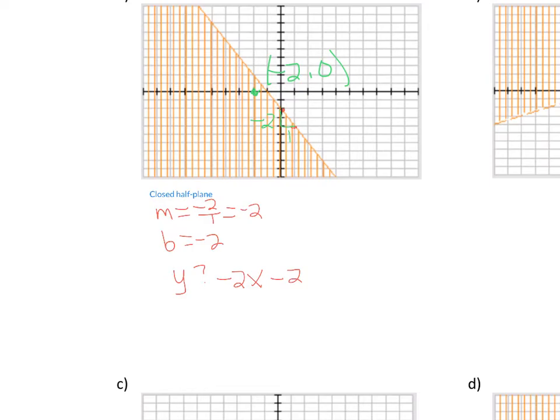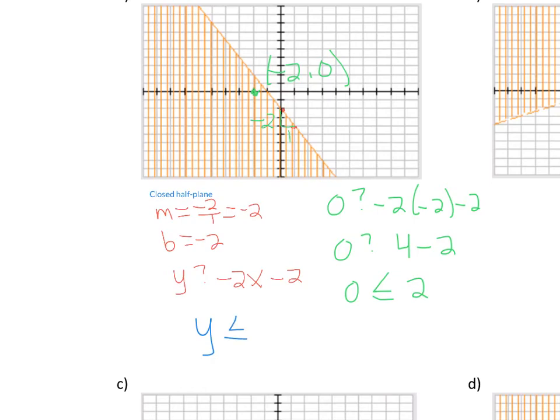So let's use this in our inequality. 0 is the y-coordinate. I'm trying to figure out if it's greater than, less than, etc. Negative 2 times our x value of negative 2, and then minus 2. On the right-hand side, negative 2 times negative 2 is positive 4. Bring down the minus 2. And 4 minus 2 is 2. Well, 0 is definitely less than 2. But I also know it's a less than or equal to because it's a closed half plane. So my final inequality is y is less than or equal to, use that same symbol, negative 2x minus 2.